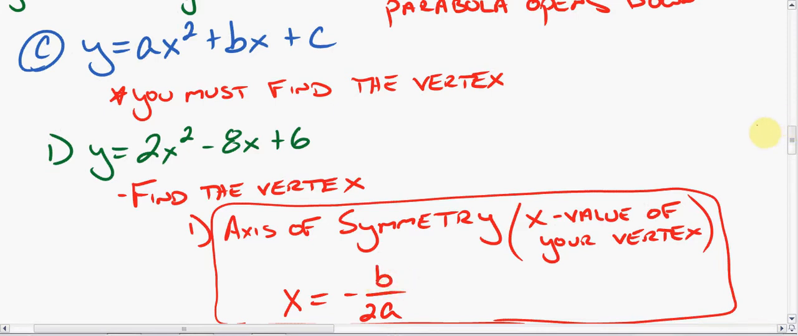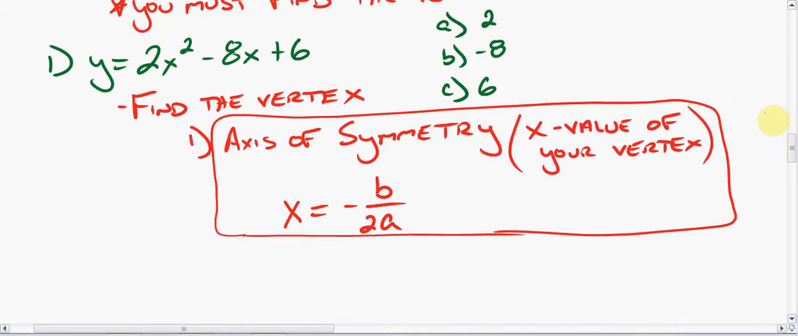So that's going to be our next step. We're going to identify what our a, our b, and our c values are. And we're going to write them down so we remember when we look back at our notes. So, alright, we'll put them right here so we can kind of see both parts in the window. So our a value is 2. Our b value is negative 8. And our c value is 6. So we're going to need that information to find our vertex.